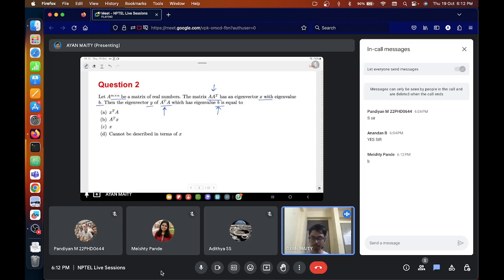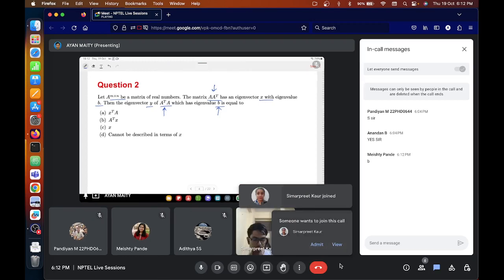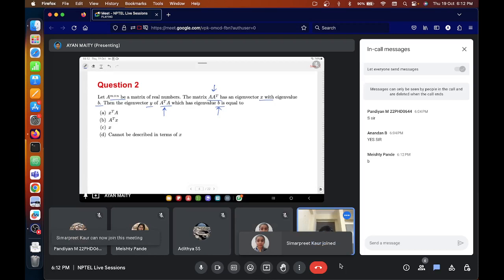Mishti Pandey says B, which is A transpose x. Okay. Has anyone else found out the answer for this question?